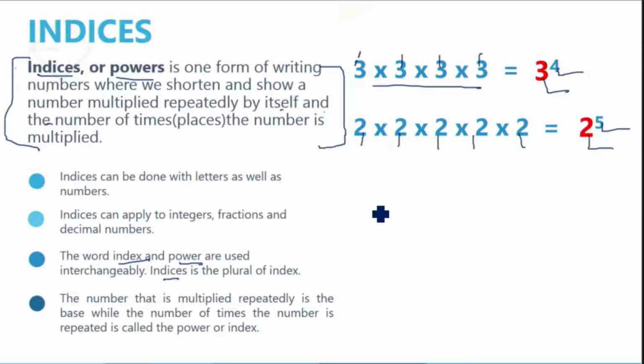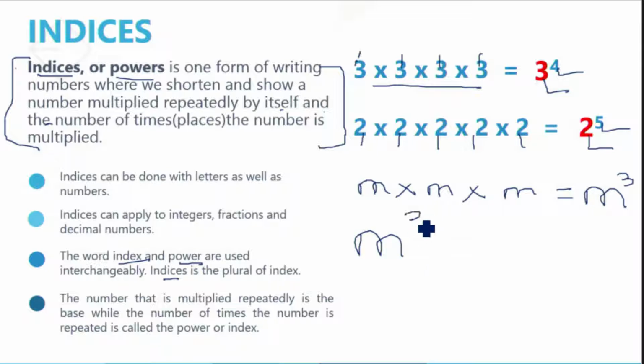Supposing we have, let's use a letter, m, such that we have m times m times m. So what is this going to be in index form? The letter here is m, multiplied, repeated by itself. How many times? 3 times. So let me write it here so you can see it. This is m raised to the power 3.